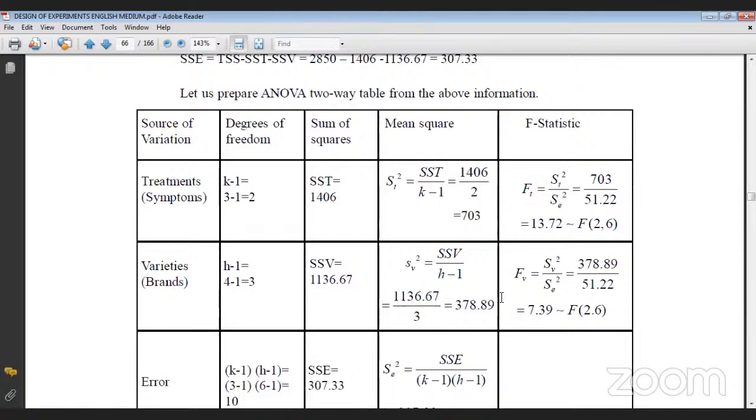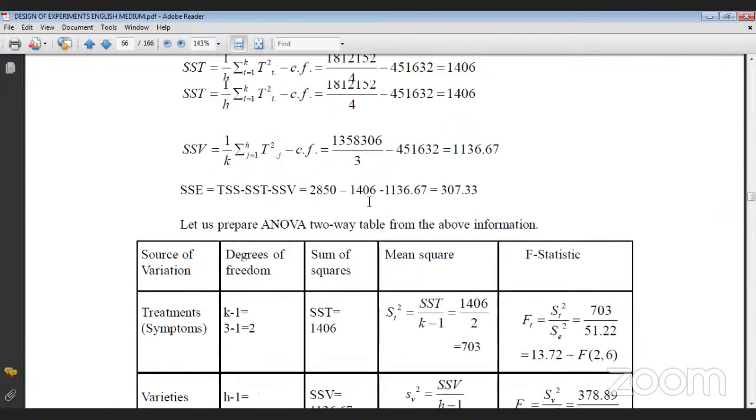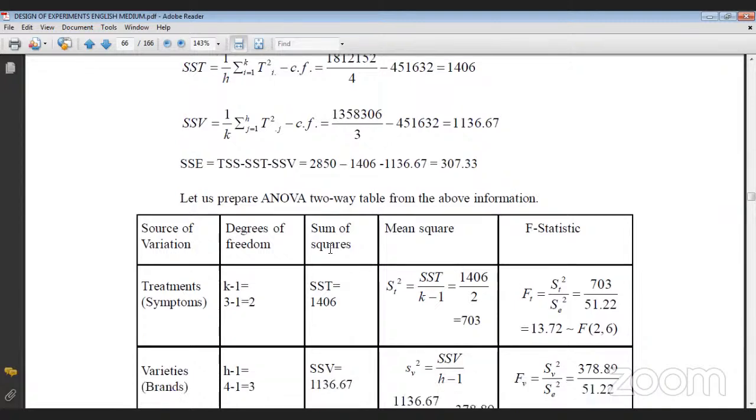So for the treatment we can write K minus 1, and 3. K is 3, ABC. That is 3 minus 1 equals 2, SST 1406. We can write here the mean square, S T square equals SST by K minus 1. That is 1406 by 2, then mean square 703. So what is the error? The error is 51.22.